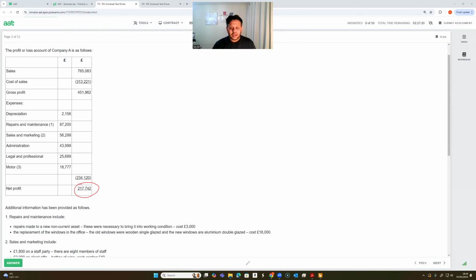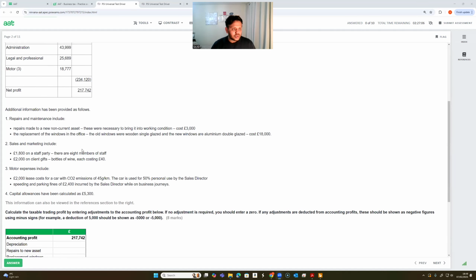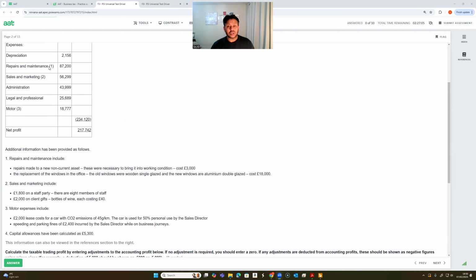The first one, we can look here. It says the additional information. Very important to understand the additional information. So it says the first one, repair and maintenance, note number 1. We can see what note number 1 says: 87,200. So they will give us the breakdown of 87,200.